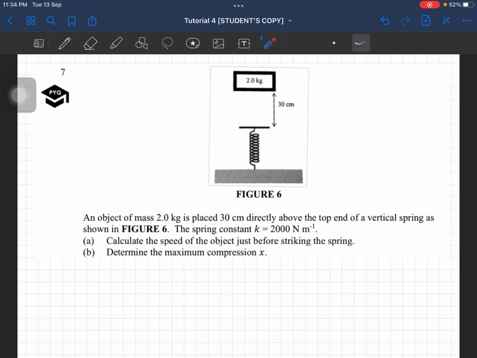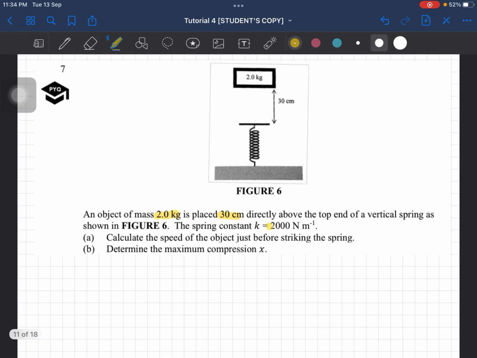Right, question 7. An object of mass 2 kilogram is placed 30 centimeter directly above the top end of a vertical spring. The spring constant is given as 2000 Newton per meter. We have to calculate the speed of the object just before it strikes the spring, and lastly the maximum compression. Alright, so first, what we are going to consider is that there are going to be two situations to this.